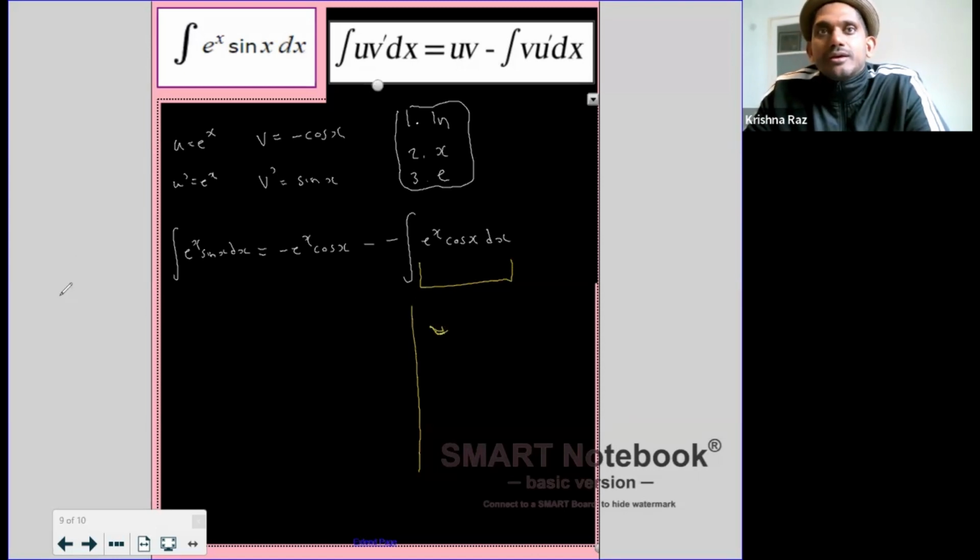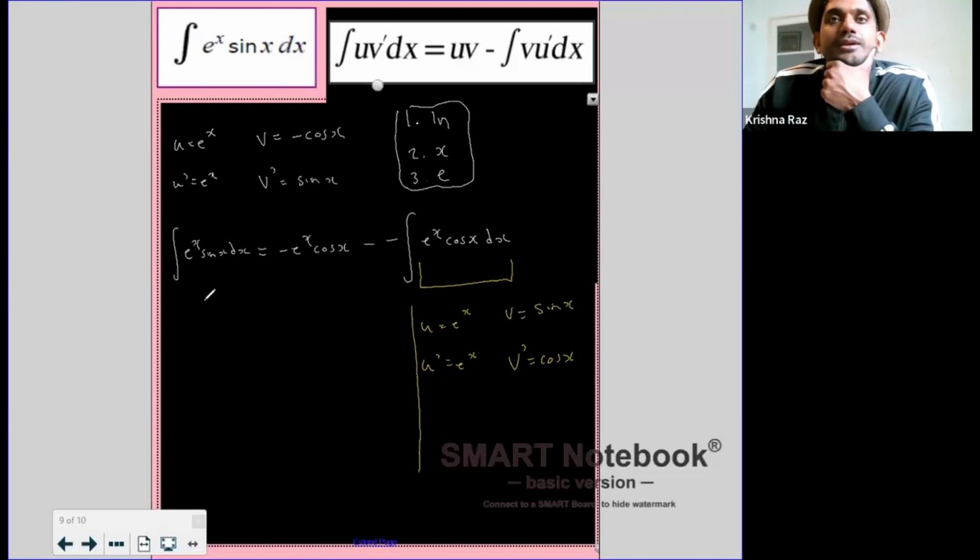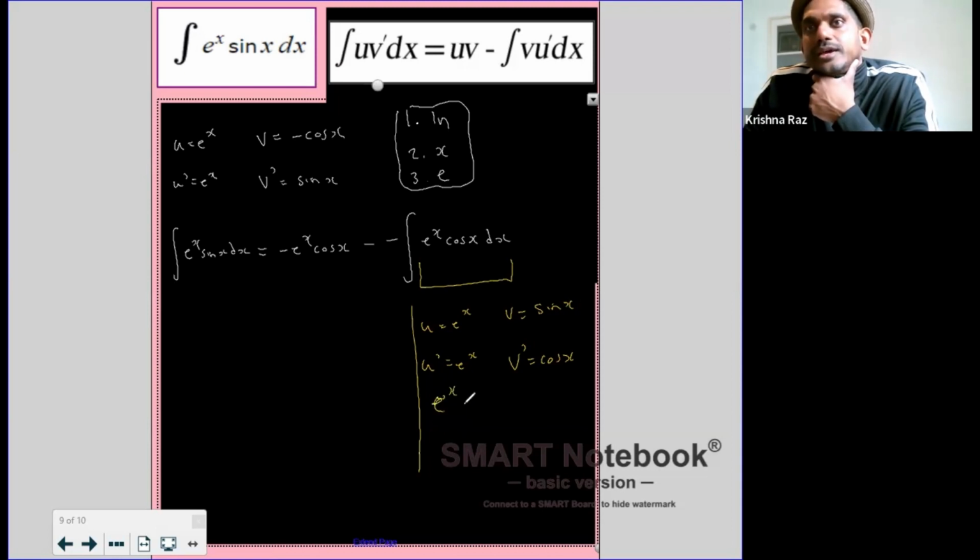So we have u equals e to the x, u dashed equals e to the x. v dashed equals cos x, and v will be sine, which differentiates to cos, so cos must integrate to sine. So it will stay positive. So that will be uv, e to the x sine x, minus v u dashed.